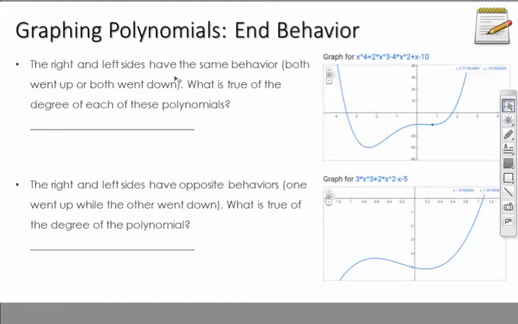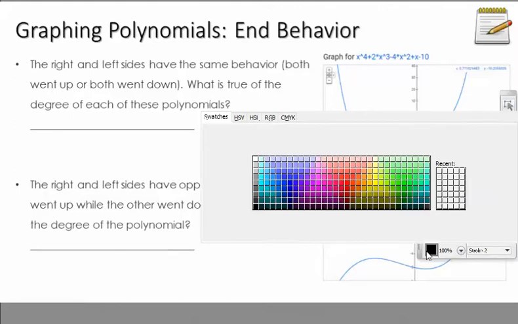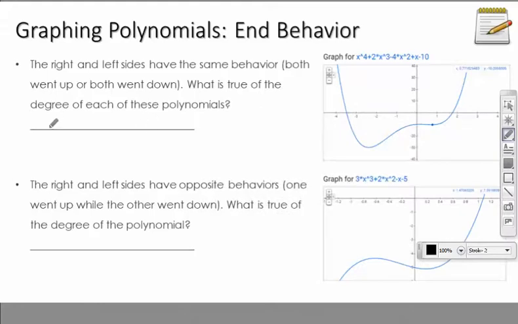Now, the right and left sides, and I'm talking about end behavior. Remember, I gave y'all a graphic organizer, I think lesson 301 or 302, that goes through and shows you different end behaviors and what they mean and how to write them out. So if the right and left sides have the same behavior, both went up or both went down, what is true of the degree of each of these polynomials? And that answer is going to be even.